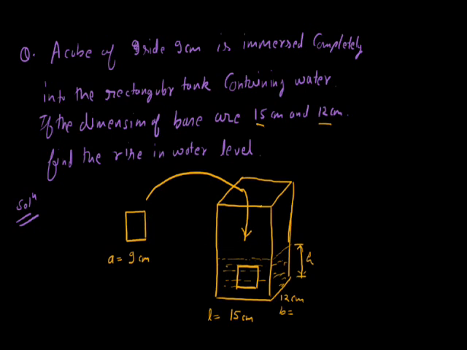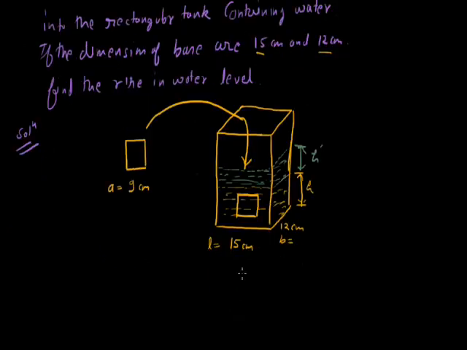Let's say the water level is up to this position. Let's say that this is the increase in the water level due to the immersing of the cube. So let's denote it by h dash. This is the increase in the water level due to the immersing of the cube in the rectangular tank. Now what we see here, this portion is created due to the immersing of this cube.